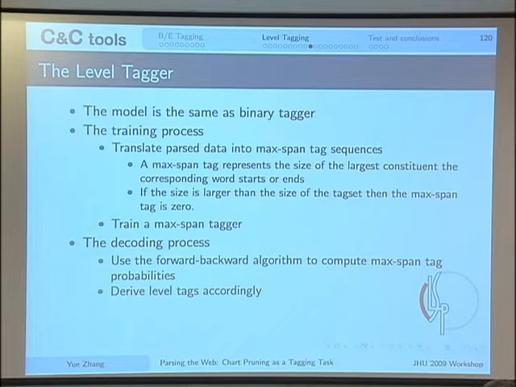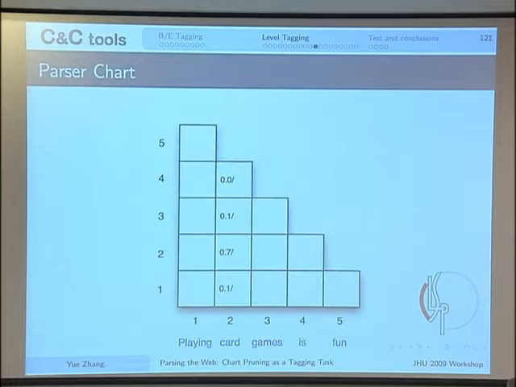Max span tags can be read off parse trees directly, simply by reading the largest constituents, and therefore training data can be prepared for the max span tagging, and then a maximum entropy trigram tagger is trained. During decoding, we just compute the forward-backward probabilities for max span tags and derive the level tags from these probabilities. And here's an example.